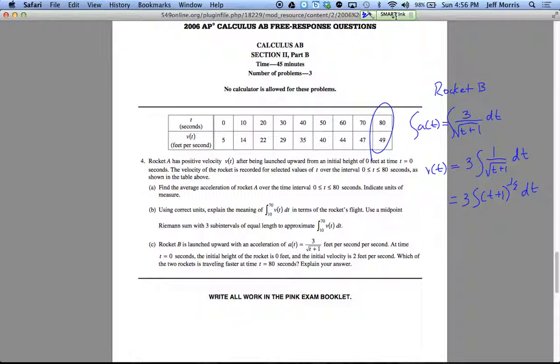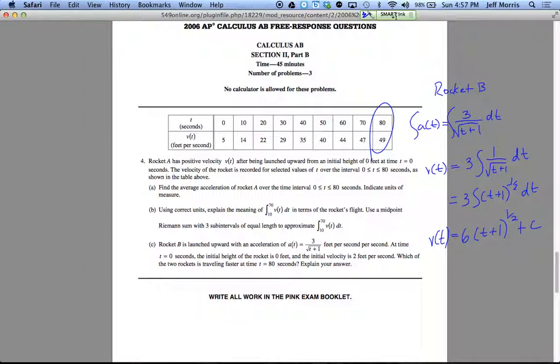All right, add 1 back to the exponent. What are you going to get? t plus 1 to the 1/2. Multiply by the reciprocal, which is 2. 6 times (t plus 1) to the 1/2, plus c. There's your v of t. Now what do we do?